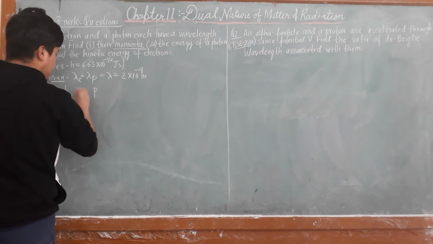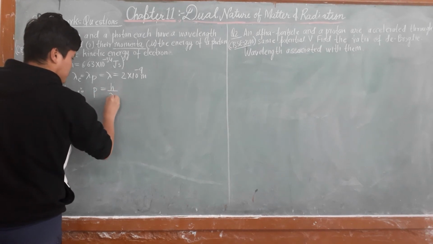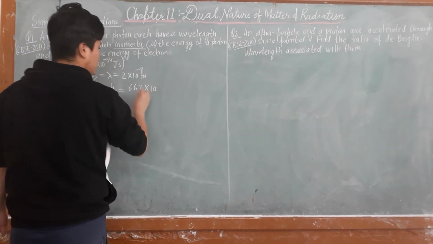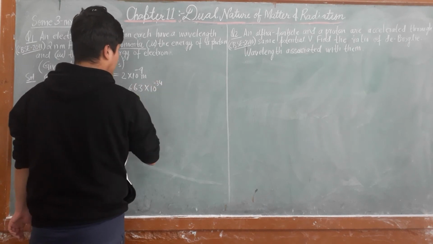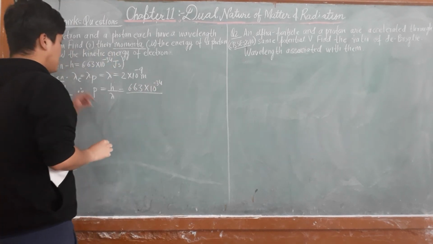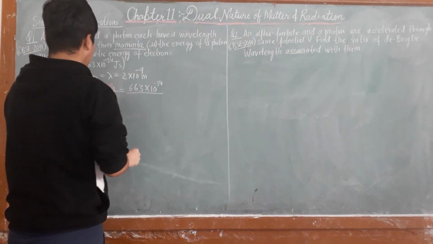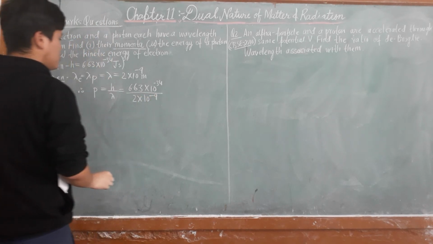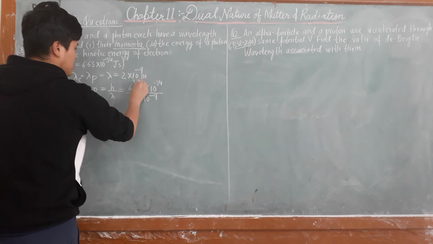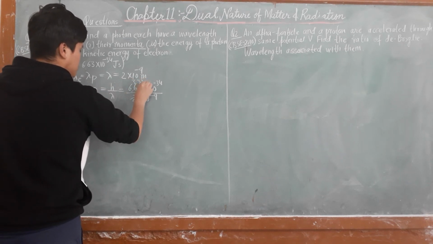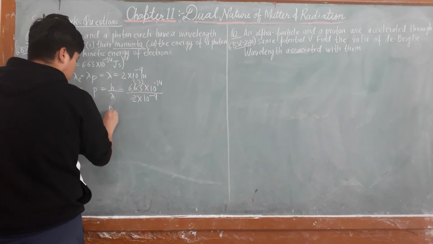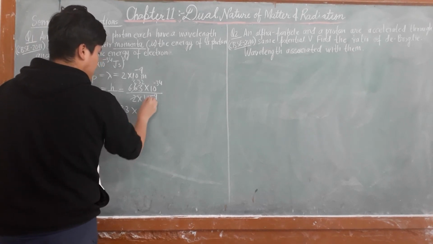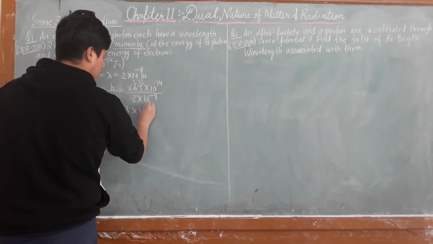Therefore, momentum is equal to h upon lambda, which equals 6.63 into 10 to the power minus 34 upon lambda. Now lambda is 2 into 10 to the power minus 19. The 2s cancel, and we get approximately 3.32, so the momentum is about 3.3 into 10 to the power minus 25.